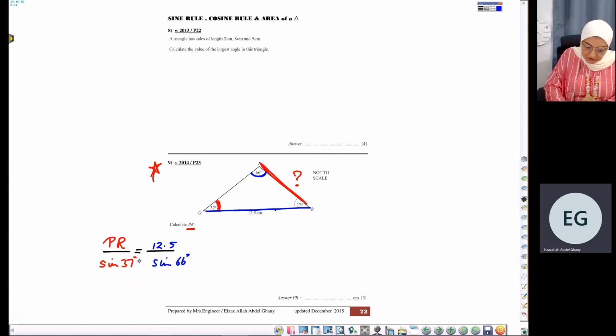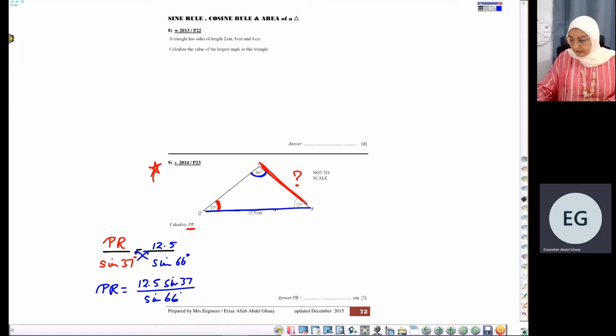And now fraction equals fraction, then cross multiplication. Here PR equals a long dash divided by the number connected to the unknown, which is sine 66. And what shall we write up? It is 12.5 times sine 37. On the calculator, you use the fraction button and you write 12.5 sine 37, close bracket, and go down and write sine 66, close bracket. Everything is okay on the display? Yes, equal sign. We're done.